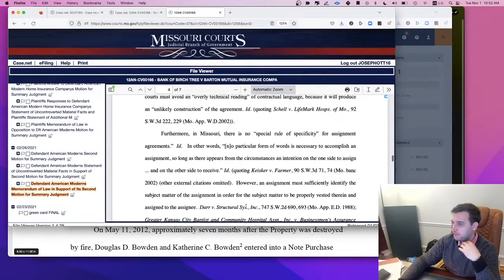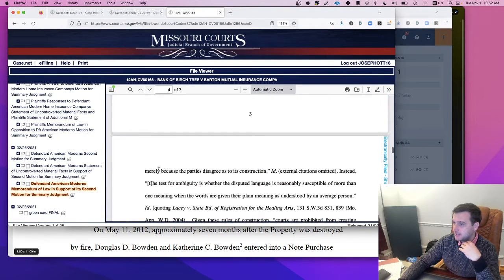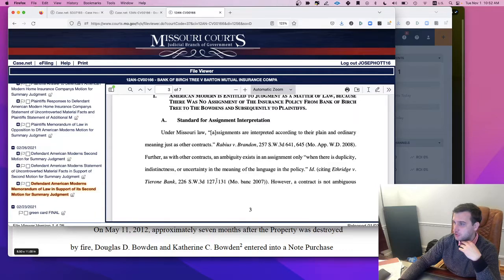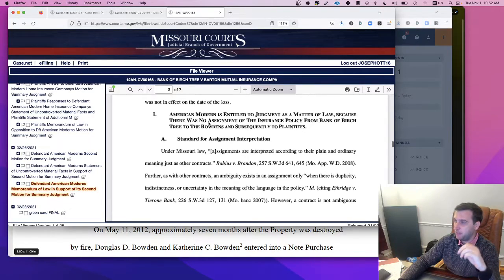which is that the assignment agreements, the assignment of the benefits to receive the benefits owed under the policy, so the $160,000, invalidates their right to receive the benefits, because the plaintiffs in this case, according to the defense, would have had to assign the insurance policy, and that there was no assignment of the insurance policy.